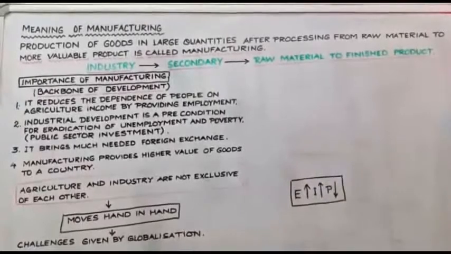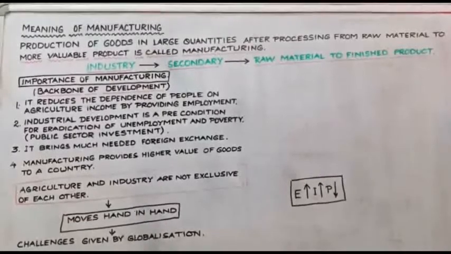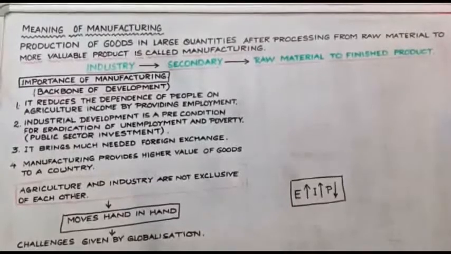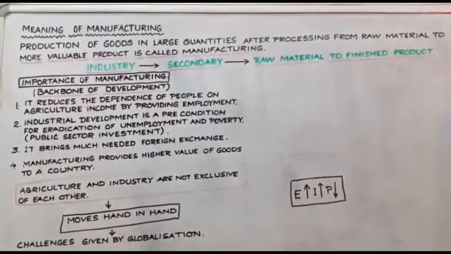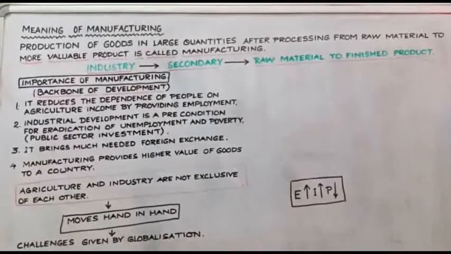Now, we shall see the other points one by one. It reduces the dependence of the people on agriculture income by providing employment. Now we know 60% of Indians are dependent on agriculture, directly or indirectly. Now, land is a very limited resource, and we cannot employ everybody in the agricultural sector. That's why we get disguised employment and underemployment. So if we establish more industries and more manufacturing industries, what will happen? The people who are dependent on agriculture will come to the secondary sector, and automatically it will generate a lot of employment.